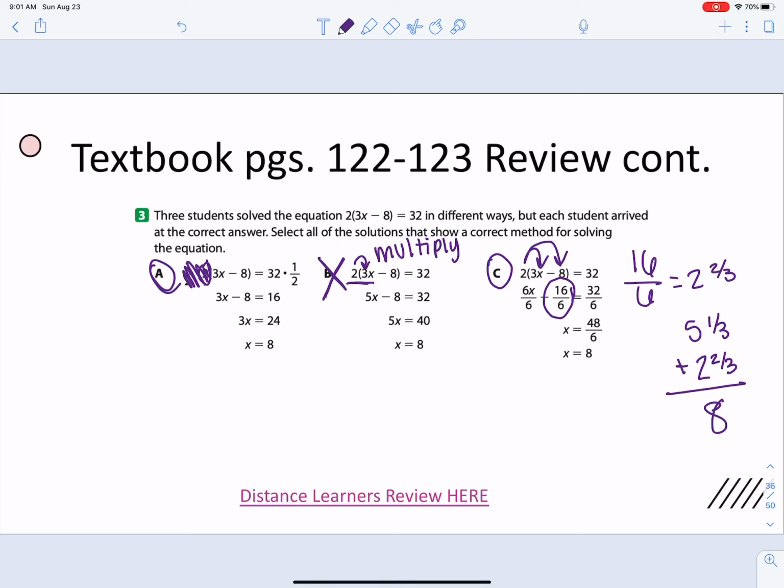So we can go ahead and say that students A and C both solved it correctly, but student B definitely did not.